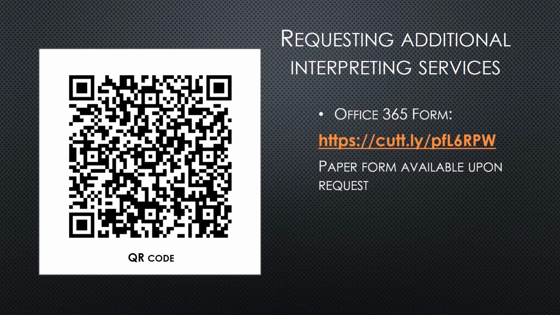Anyone can request an educational interpreter by navigating to the Office 365 form using the link shown, or by accessing the QR code using a reader app on your phone. The form is simple and can be completed using any computer, tablet, or smartphone. Students should be encouraged to submit their own requests when appropriate. Additionally, if you need to pull a student for testing, you will need to make a request for interpreting services. A paper version of the form is available upon request.